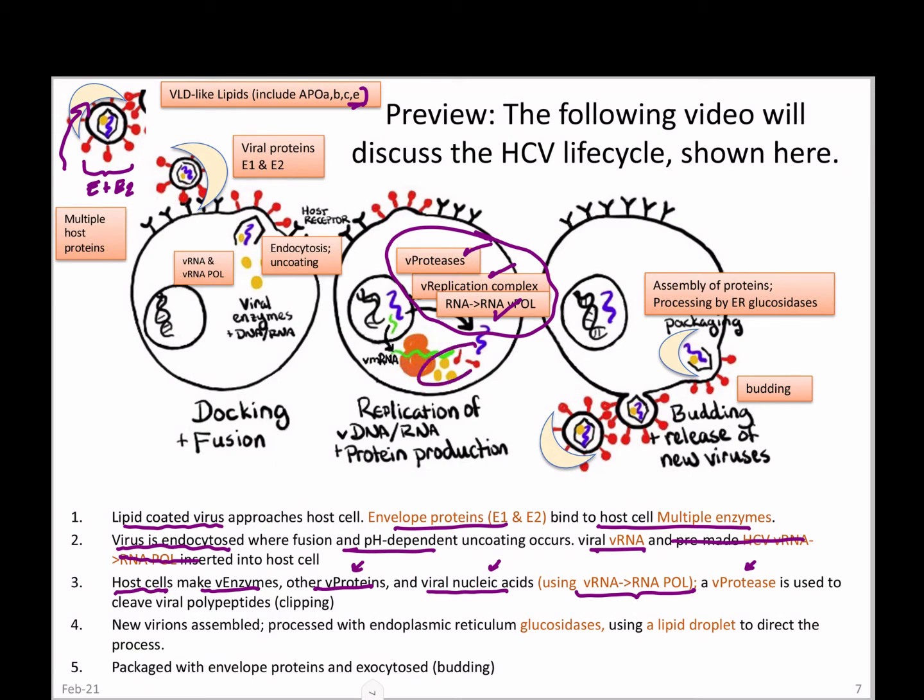After the viral proteins are produced and the viral RNA replicated, then new virions can be assembled. That assembly goes through the endoplasmic reticulum, and there are multiple steps for that. One very important step is that a lot of these viral proteins have glucosides on them, and those glucosides have to be clipped away using a viral glucosidase. The virus also uses this lipid droplet in order to help guide it through the endoplasmic reticulum, buds with that droplet, and then has that droplet as it's circulating through the bloodstream.